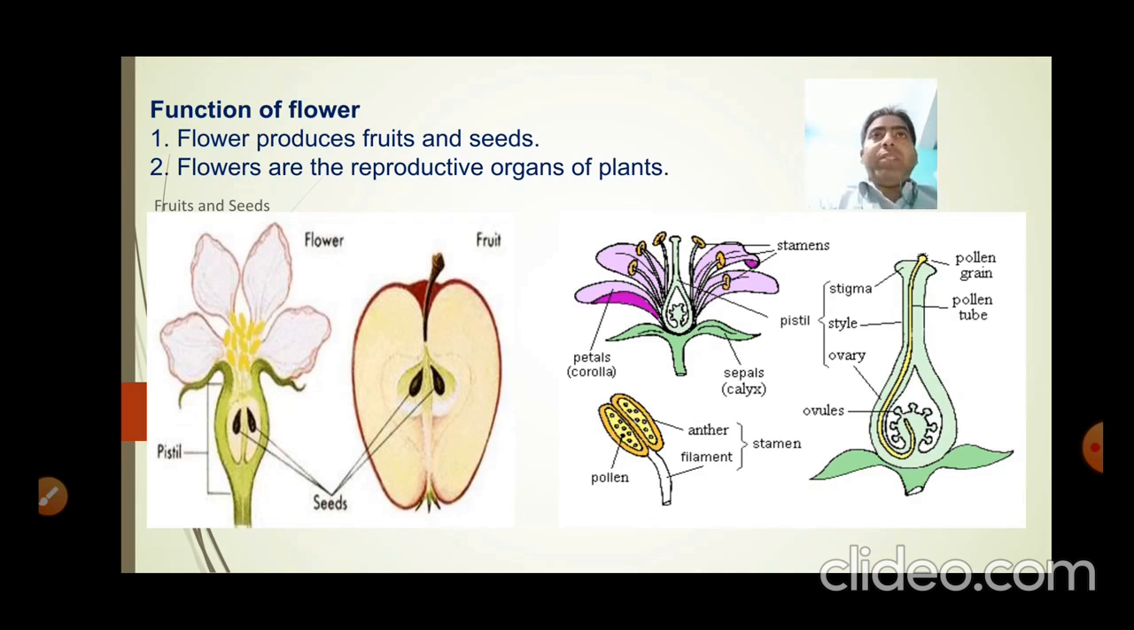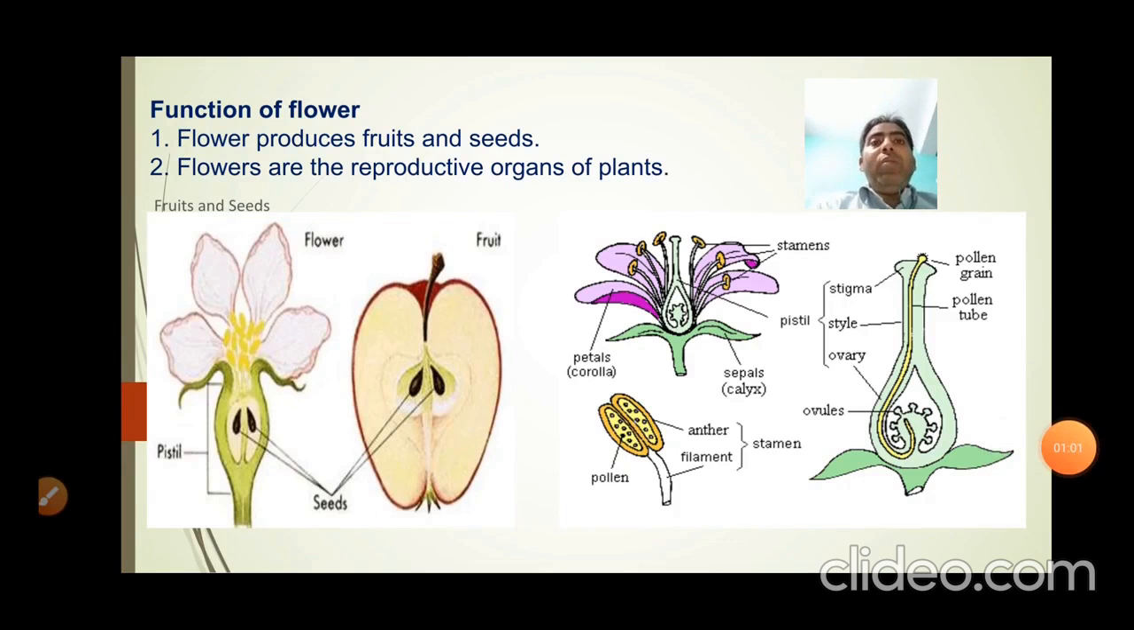All flowers are not the same. They may differ in size, shape, color and fragrance. Flowers like hibiscus and dahlia have bright colors. Rose flower has colors as well as fragrance. Flowers like jasmine have excellent fragrance.